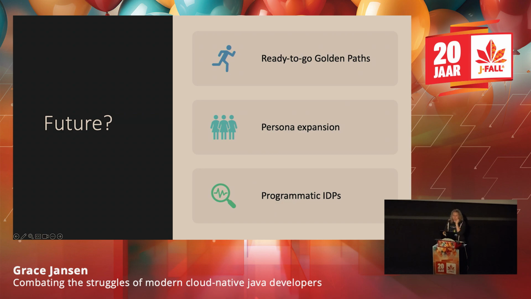So where I see the future of this is looking more at ready-to-go golden paths, so the potential to have recommendations that you can just buy into straight away, whether you're using an opinionated stack, for example. Especially for smaller companies, it can be really challenging to provide enough resource or enough people to make a whole dedicated platform engineering team. So I expect more companies to look at these paved paths or golden paths and how they can provide that as a ready-to-go solution. Another thing that I look at in the future is persona expansion.